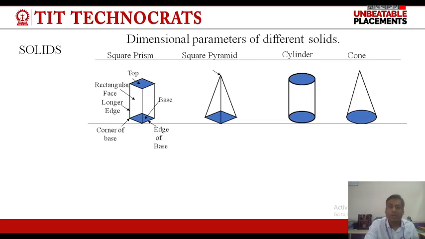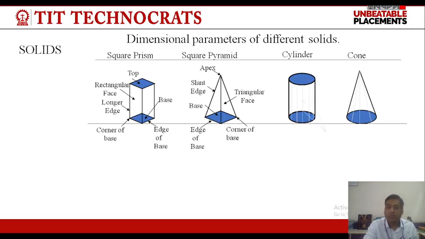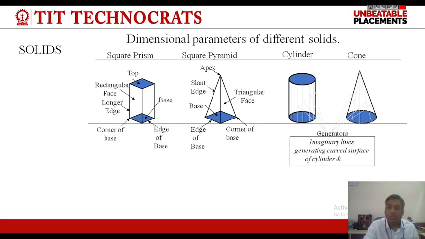Similarly, this is a square pyramid. This is the apex of a square pyramid. These are the slant edges of a square pyramid. This is the base of the pyramid and these are the base edges of a pyramid. Now this is a cylinder again and this is a cone. A cylinder has two bases, both are circular. In a cone we have one base and an apex point. So generators are the imaginary lines which are used to generate a cylinder and cone.